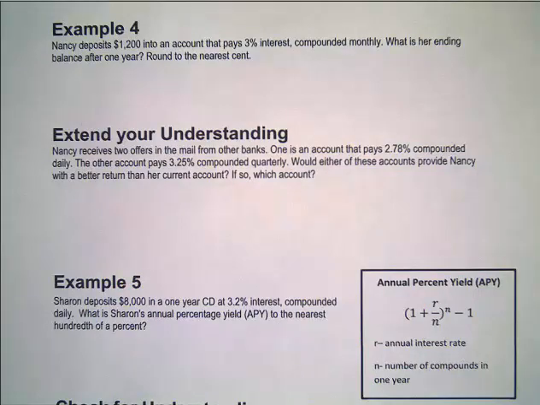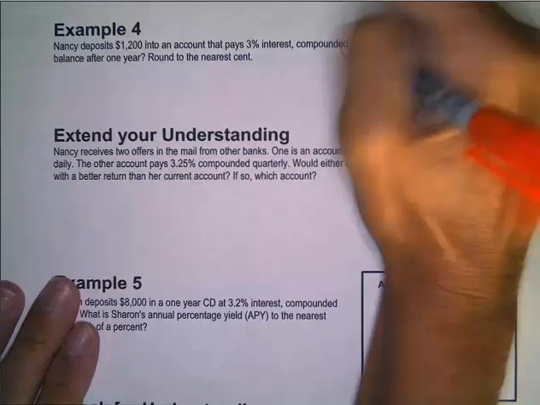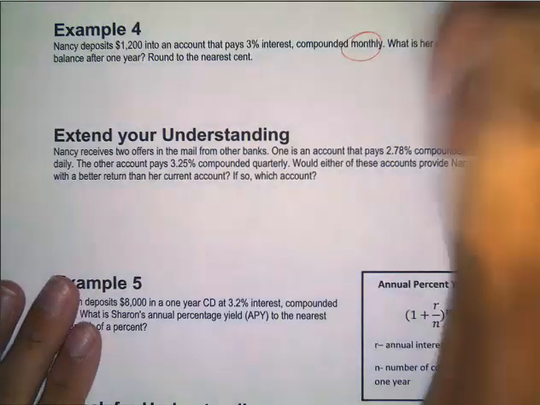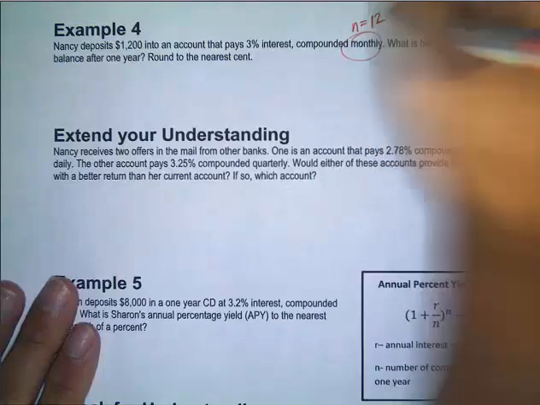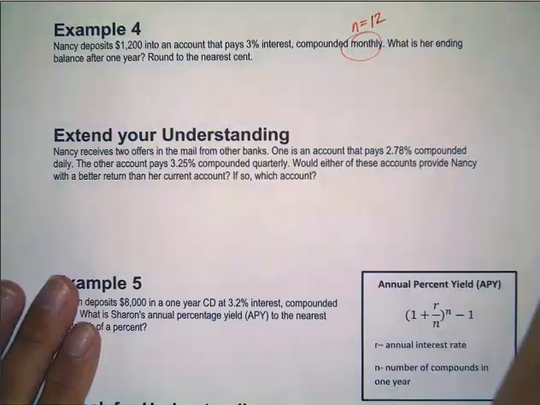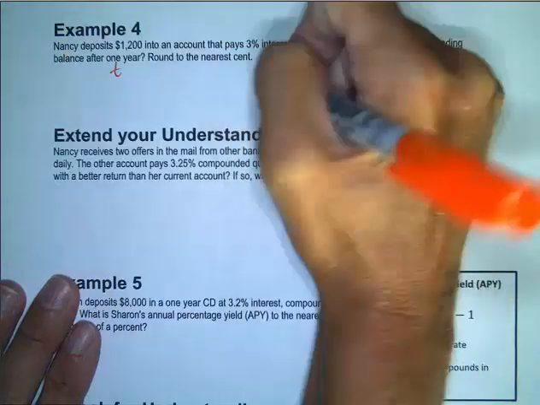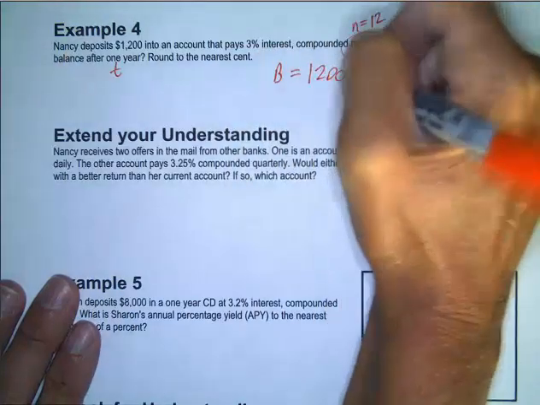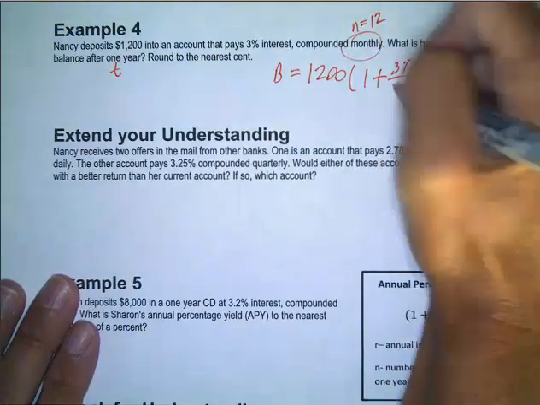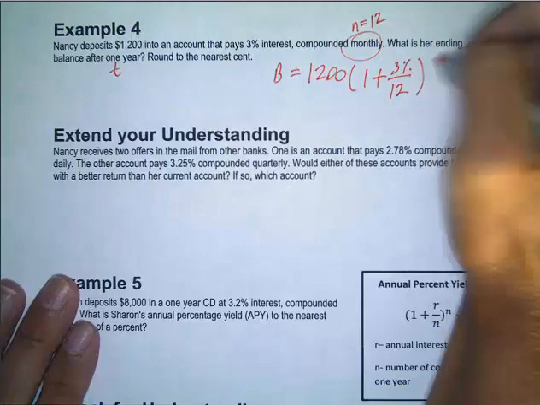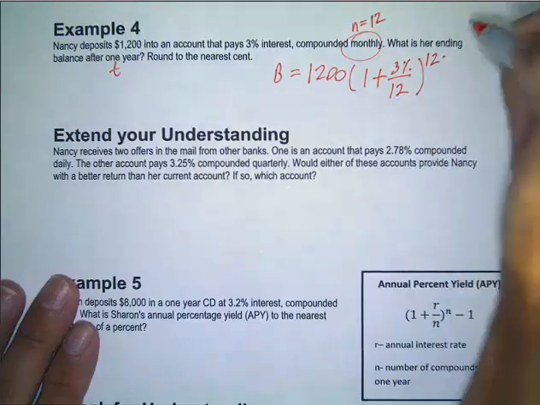All right, example 4. Now Nancy deposits $1,200 into an account that pays 3% interest compounded monthly. So that compounded is very important on which equation you use. So monthly, N equals 12. What is her ending balance after 1 year? So that's your T. So B equals 1,200, 1 plus your rate, which is 3%, divided by the number of times it's compounded, 12, raised to the N, which is 12, times your time, which is 1.